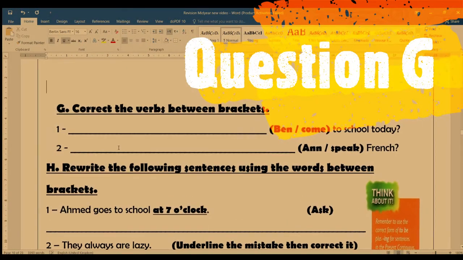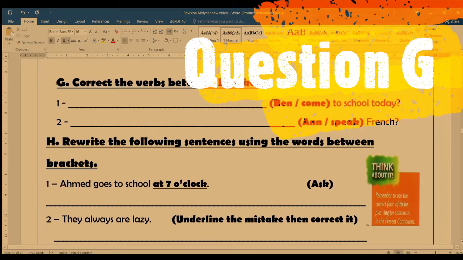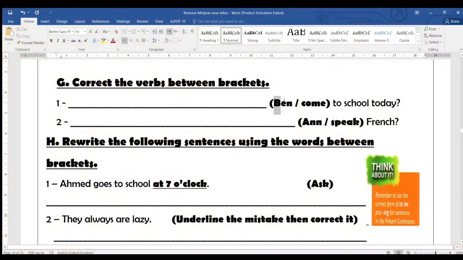So what do we have here? Exercise G. Correct the verbs between brackets. I only have two things: a verb and the subject, and the rest of the sentence. And I need to write the verb and the subject in the correct form. So, Ben and come to school today.